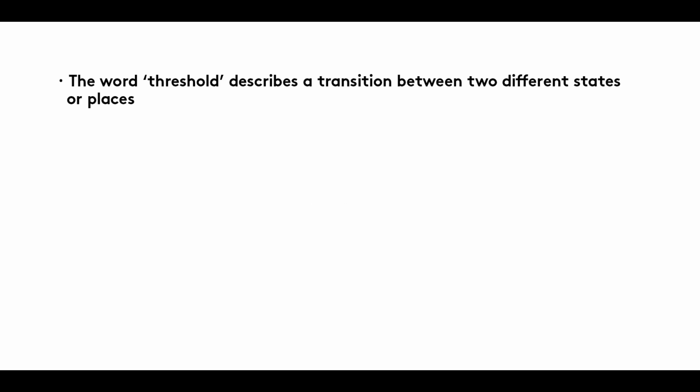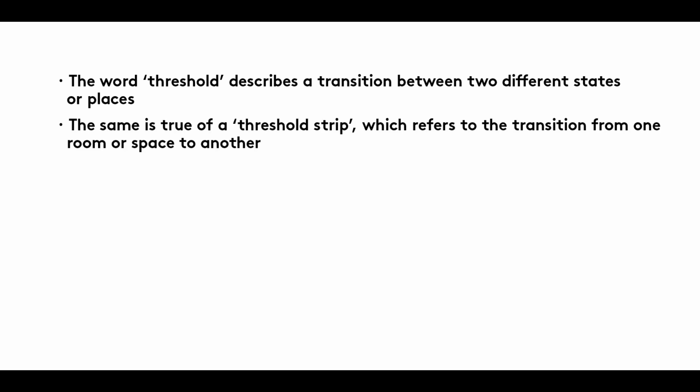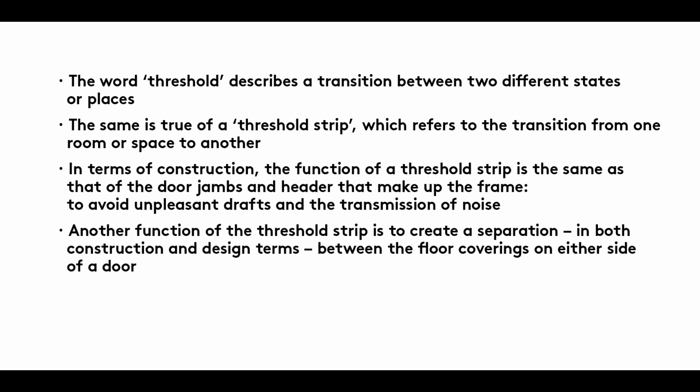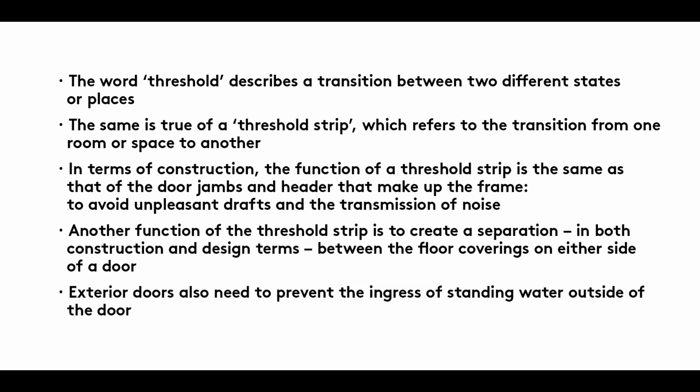Summary. The word threshold describes a transition between two different states or places. The same is true of a threshold strip, which refers to the transition from one room or space to another. In terms of construction, the function of a threshold strip is the same as that of the door jambs and header that make up the frame, to avoid unpleasant drafts and the transmission of noise. Another function of the threshold strip is to create a separation, in both construction and design terms, between the floor coverings on either side of a door. Exterior doors also need to prevent the ingress of standing water outside of the door.